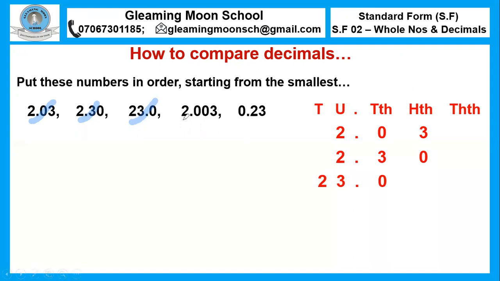And the next one, 2.003. Again, I have a single digit, which is the unit, and then after the decimal point, I have 3, so that's 10th, 100th, and 1000th. And then for the last number, which is 0.23. Now you can see that I have lined up my numbers.